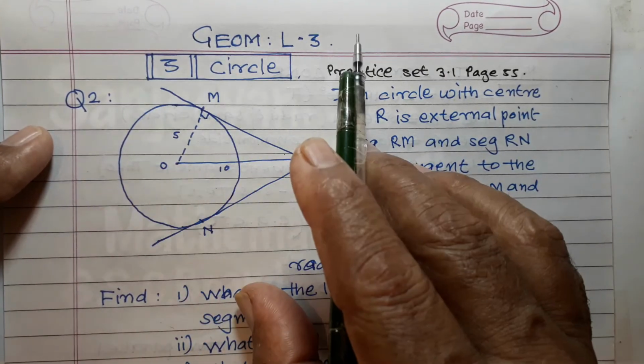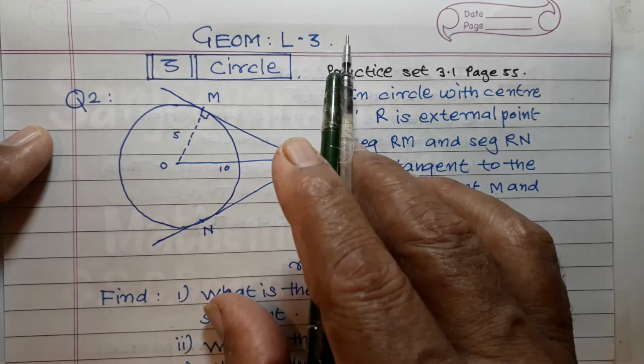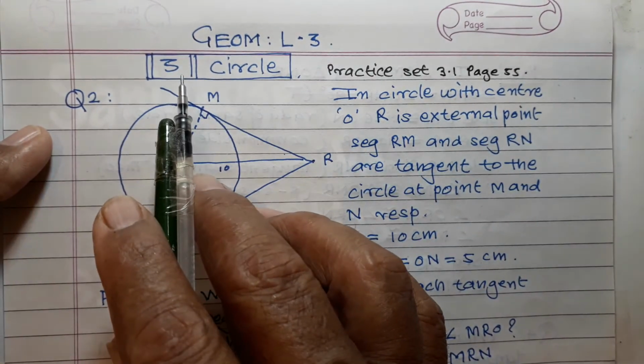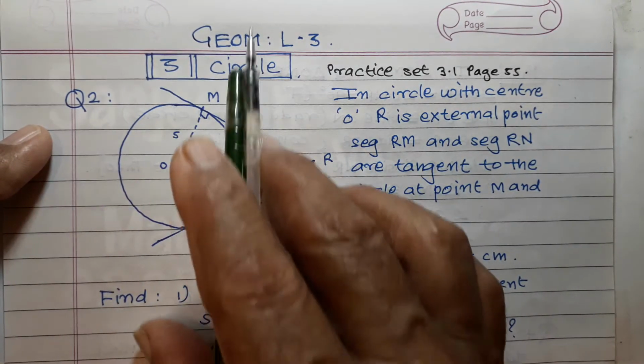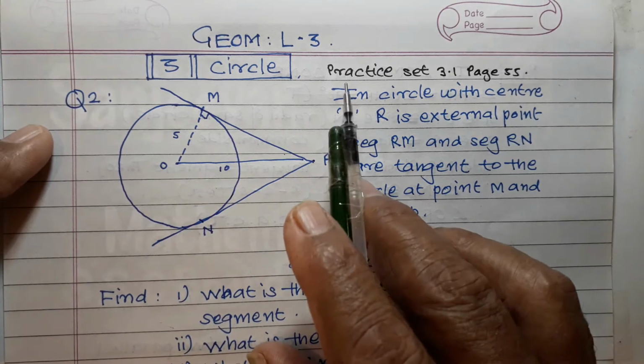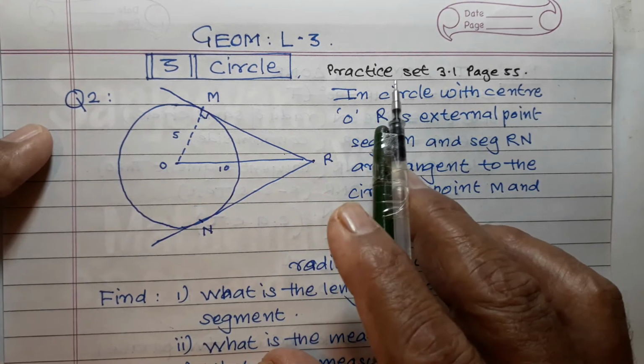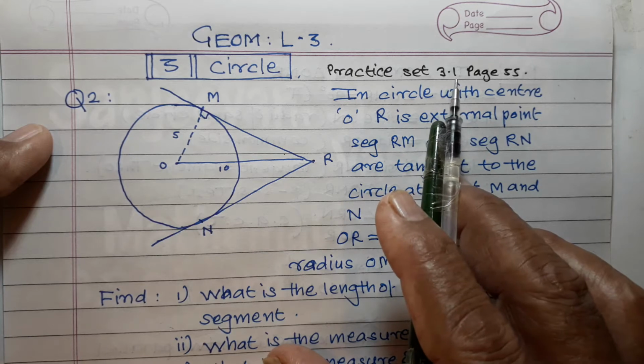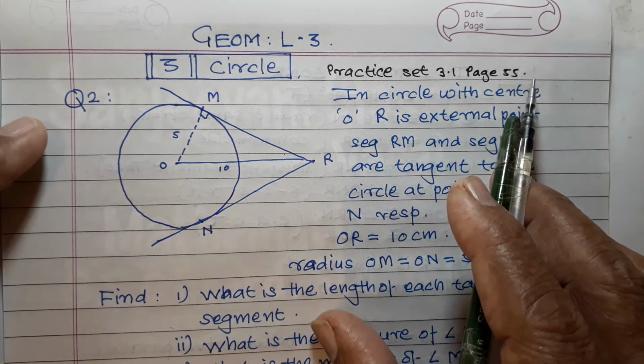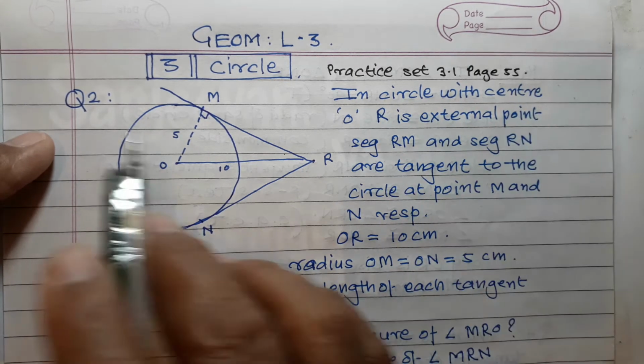Hello, my dear student. Geometry lecture number 3, chapter number 3, circle. In this lecture, I am going to explain some examples from practice set 3.1, page 55. Okay, question number 2.